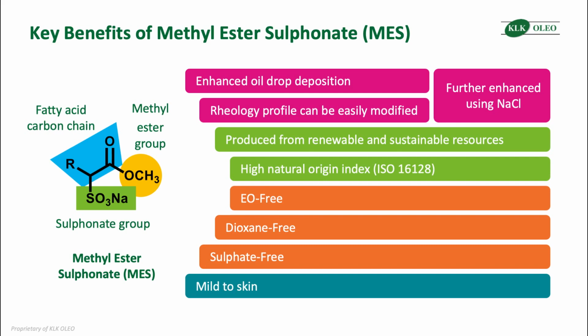In addition to these benefits, MES is produced from vegetable oils, which is a natural, renewable, and sustainable resource. Because of this, MES has a high natural origin index. The vegetable oils are trans-esterified and sulphonated to form MES. The MES molecule is made up of three parts: a fatty acid carbon chain, a methyl functional group, and a sulphonate functional group. It does not contain any ethylene oxide functional groups, and therefore MES is EO-free.